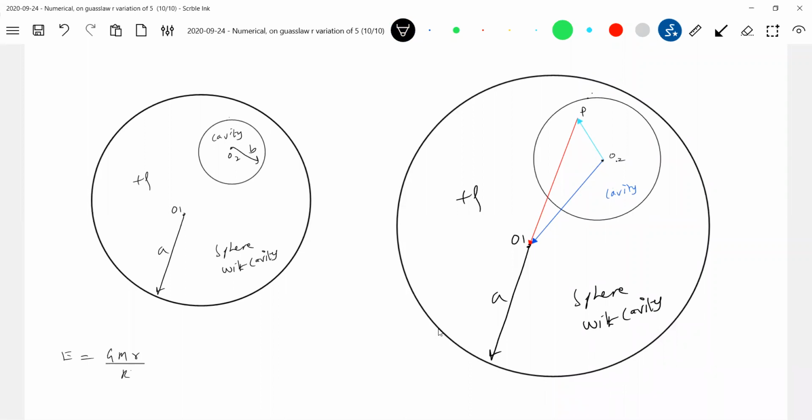G m r by r cube. What is density? Mass by 4 by 3 pi r cube. Will you agree? There's a formula. So this m we will replace, so that we get the answer in terms of density. When I do that replacement, G by r cube, I'll keep it here. So what is m now? Rho 4 by 3 pi r cube. R cube gets cancelled. So everything will be 4 pi rho G.